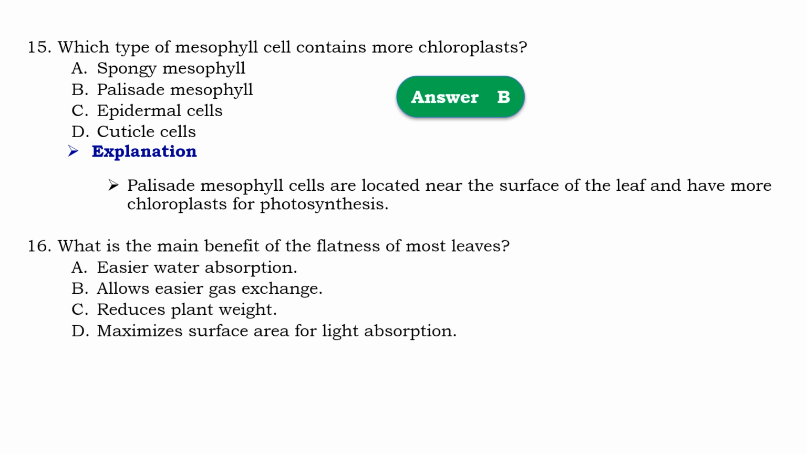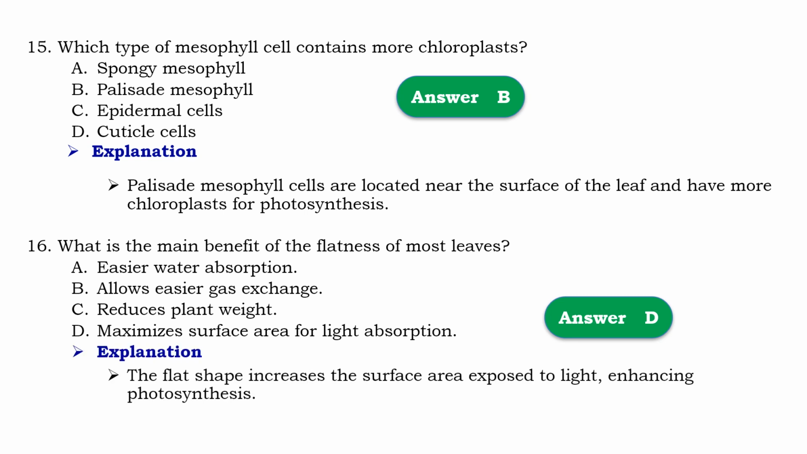Question number 16: what is the main benefit of the flatness of most leaves? So that should be D, to maximize surface area for light absorption. Means that the flat shape increases the surface exposed to light, enhancing photosynthesis.